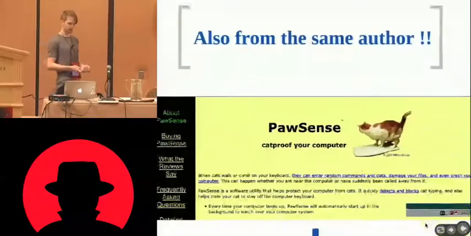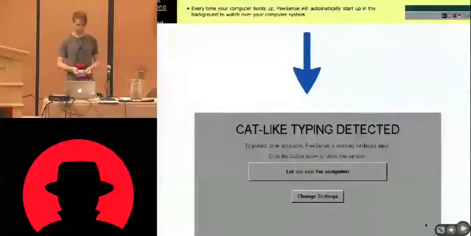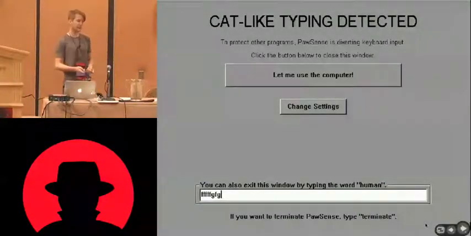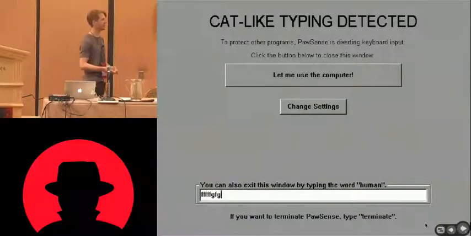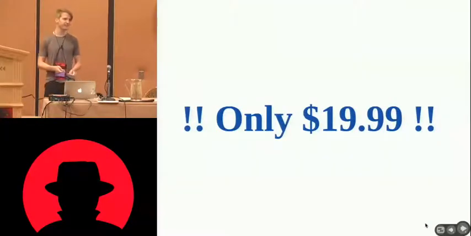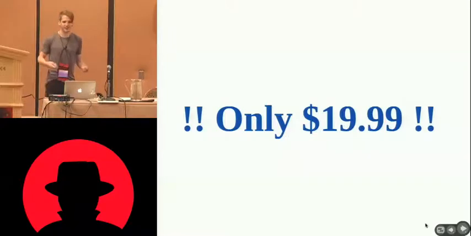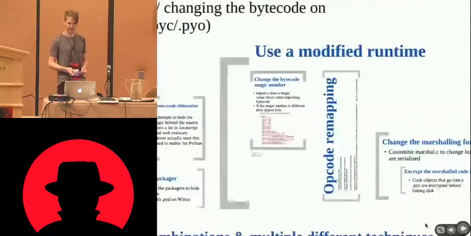PawSense. It allows you to cat-proof your computer. And it does tell you when cat-like typing has been detected. I assume the guy that writes these has got way too much time. And yours for only $19.99. I didn't want to put the link in there in case people worried that I was advertising my own cat sense. But I can give people the link afterwards if they have cat computer problems.